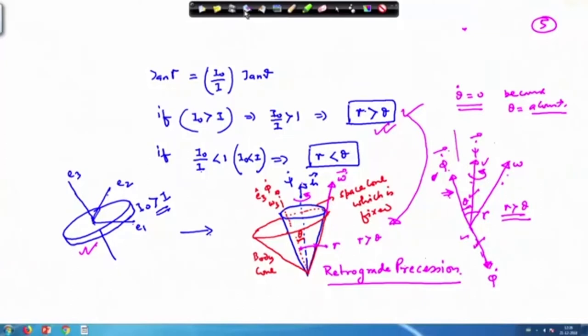Welcome to the 24th lecture. So, we have been discussing rigid body dynamics and we will continue with that. Going to the previous lecture, we have discussed the retrograde precession.